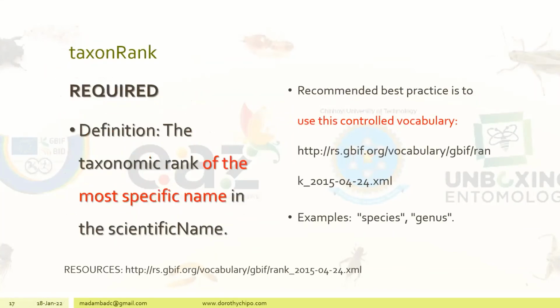Right. So taxon rank is the third one, and it's giving you what rank your scientific name is. So if your scientific name is up to genus level, then you just use genus. If it's up to species level, then you use species. And you don't have to overthink this. There's already a controlled vocabulary that you can get on the site that I've provided.